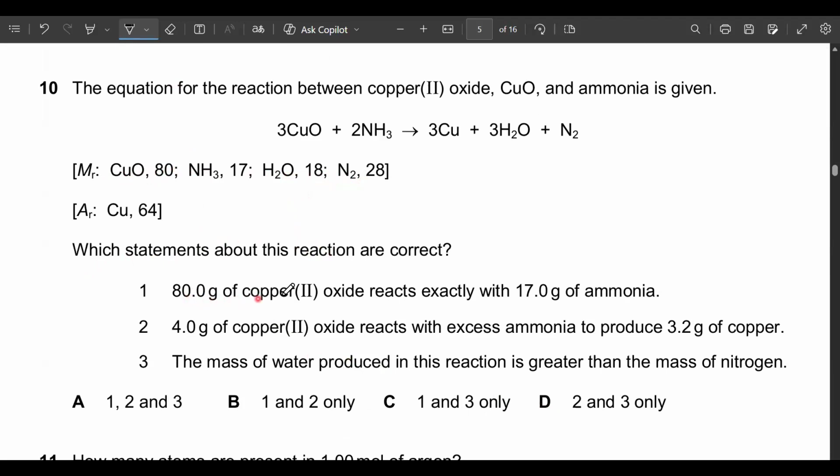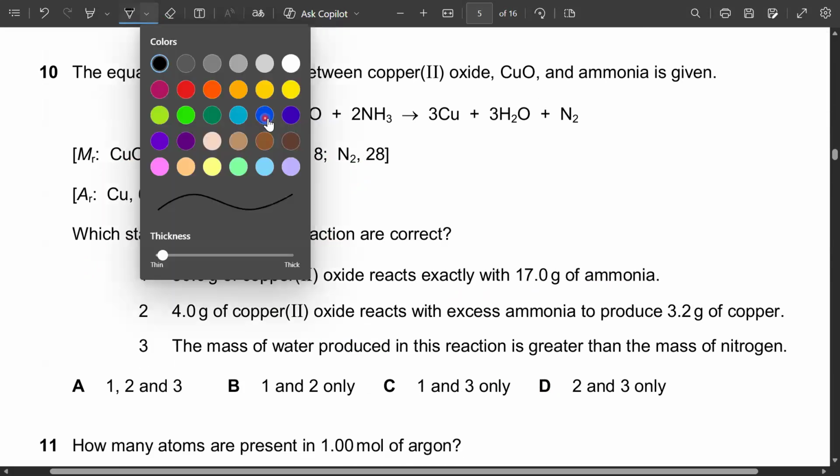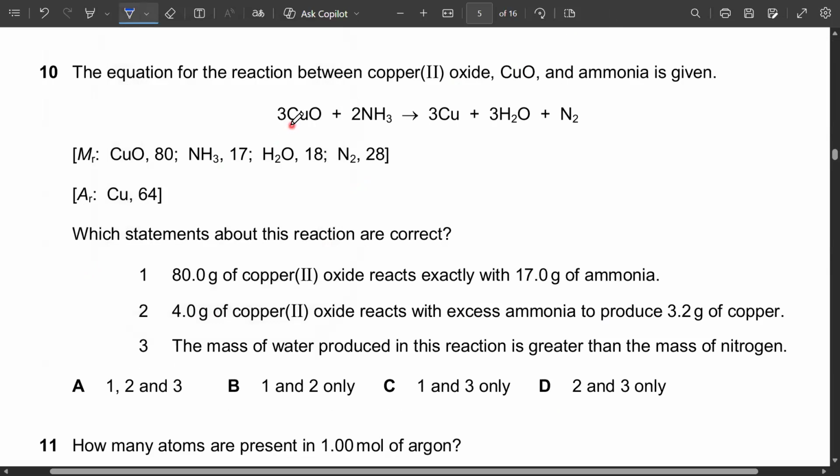First, it says 80 gram of copper oxide reacts exactly with 17 gram of ammonia. Here we need to understand that there are two types of masses. One would be the molar mass, and the other one will be the stoichiometry mass. Mind it, stoichiometry masses mean the masses of the molecules or the elements according to the moles given. In other words, we can say molar masses.